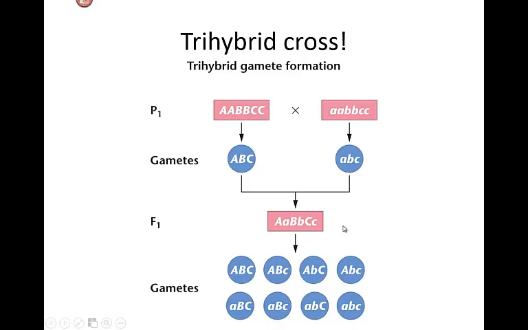So the F1 is very easy. All you do is combine these 2, and what you can see is they're going to be heterozygous for all 3 of these traits: capital A, lowercase a, capital B, lowercase b, capital C, lowercase c. Now, the difficult part comes when you're trying to figure out what potential gametes this particular cross can produce.